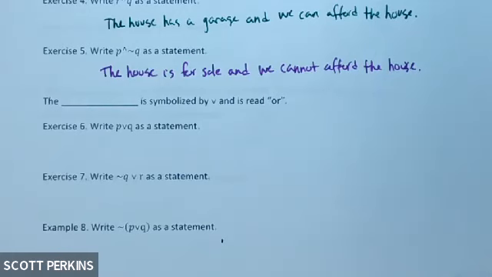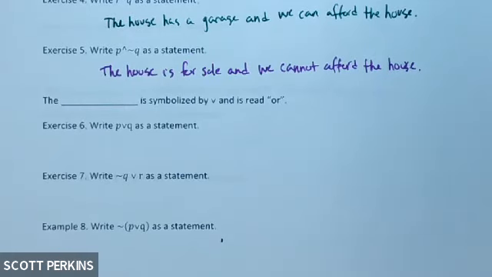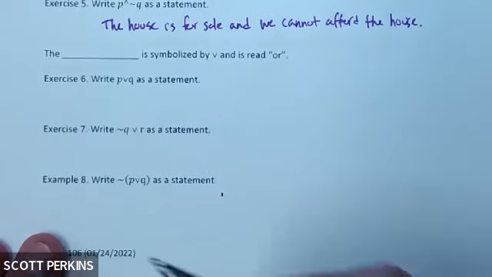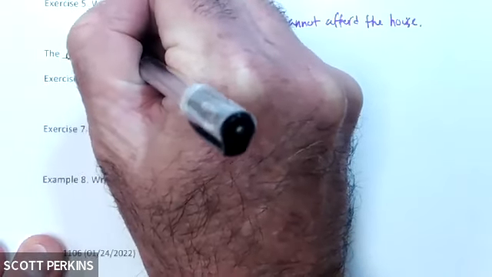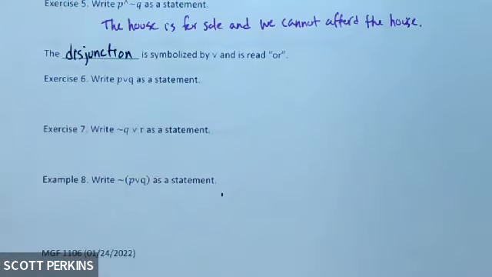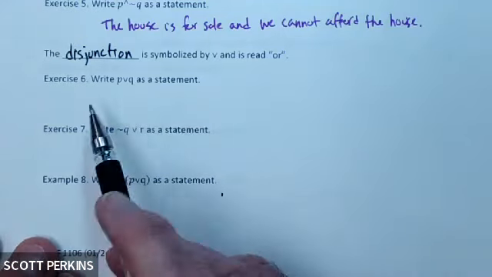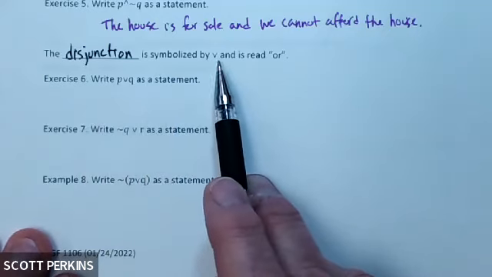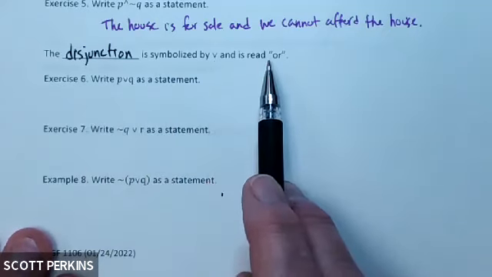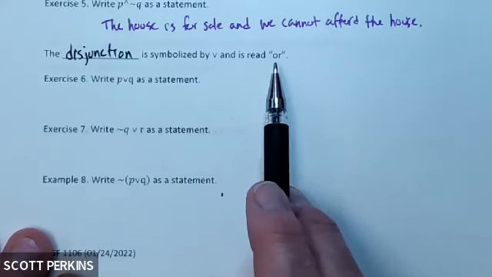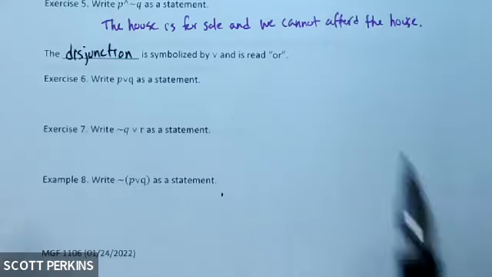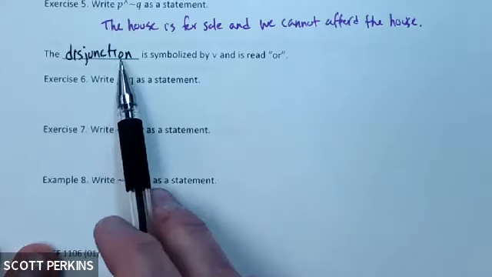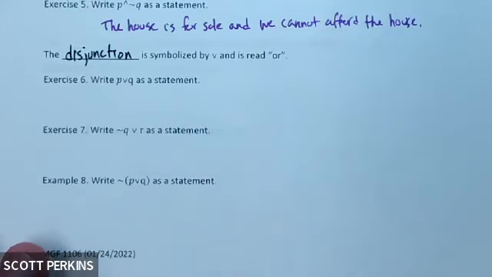Okay, so 2 connectives so far. We talked about the negation. We talked about the conjunction. Here is connective 3. Connective 3 is called the disjunction. The disjunction is symbolized by an upside down caret. It looks like a V, and it's read or. Again, it's related to the union that we talked about in the last unit, but you don't have to know that or not. So the disjunction is symbolized by the upside down caret, and it is read or.